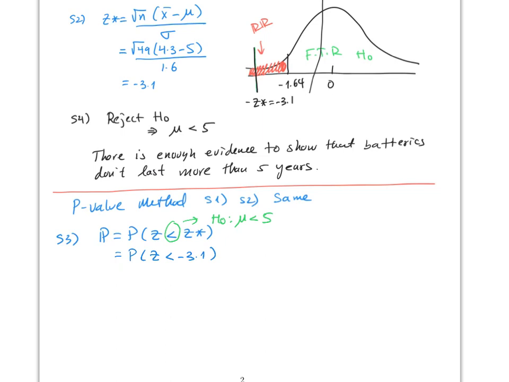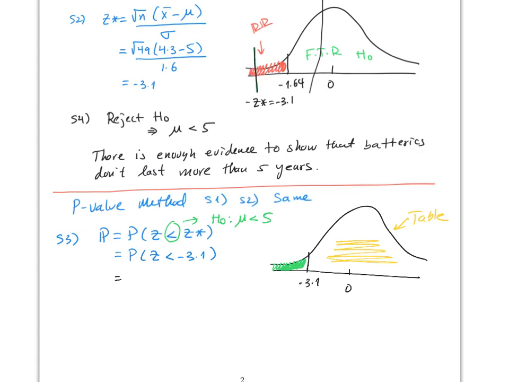Now, this is exactly what you did in 6.1. Remember in 6.1, you have 0, negative 3.1 is here. So the area that you want is the green area. And remember, to find the green area, you can use the table or the calculator. You use the table, you find first the yellow area. Remember, this is what comes from the table. And then you do 1 minus the yellow area. So then, if we look to the table, this is 0.9904.